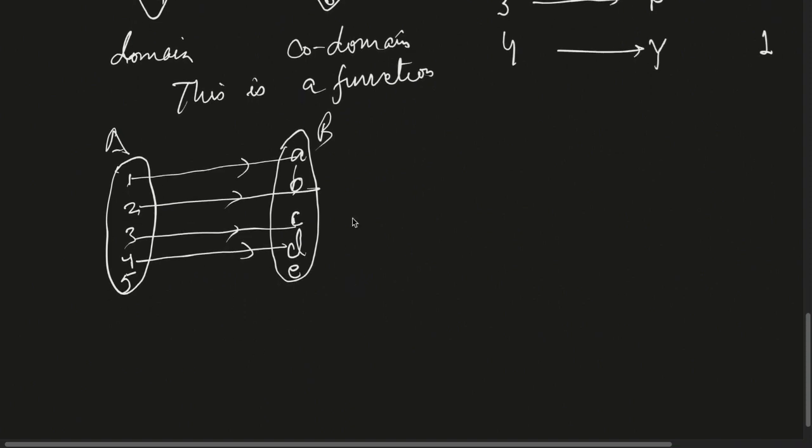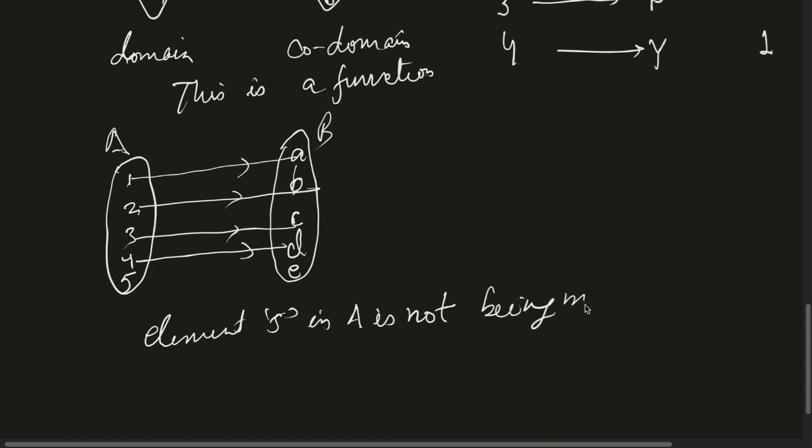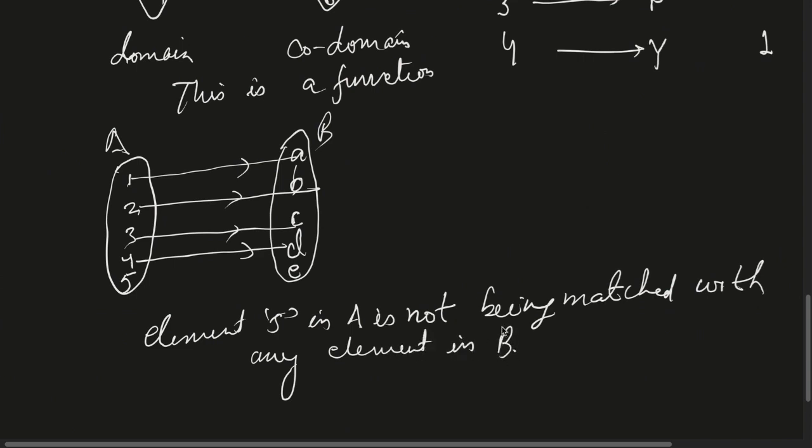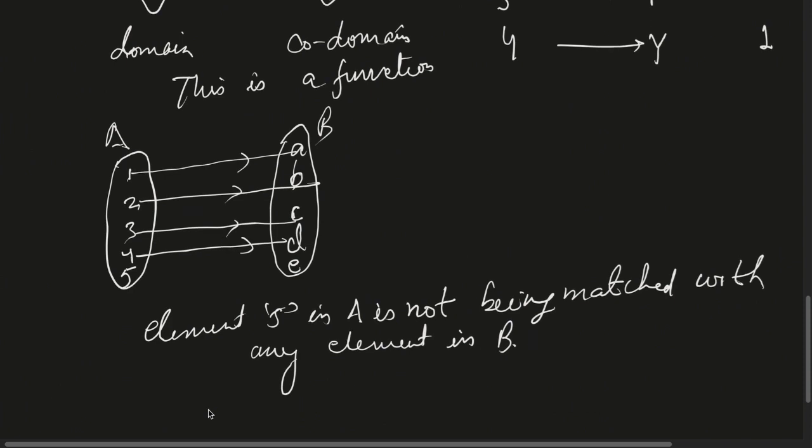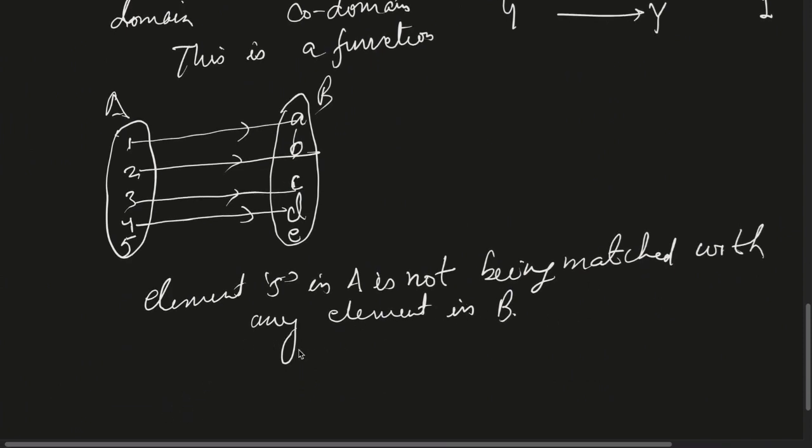So here element 5 in A is not being matched with any element in B, but the condition is every element of A should match with exactly or strictly one element in B, but 5 is not being matched with any element in B. So this is also not a function.